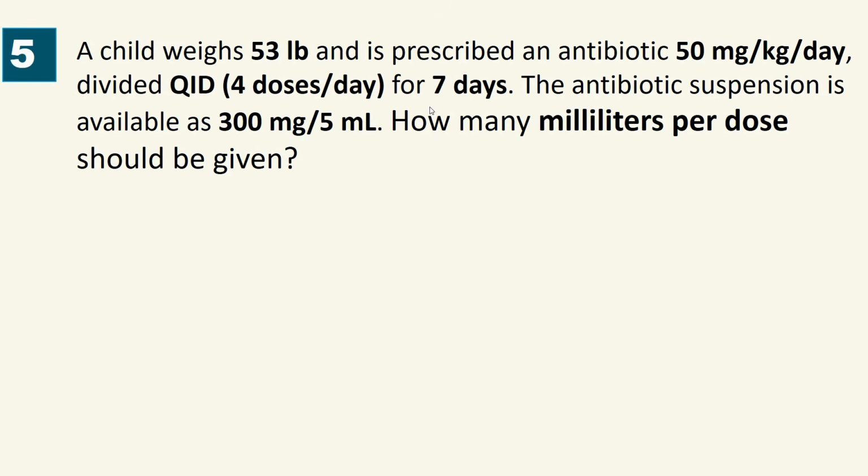A child weighs 53 pounds and is prescribed an antibiotic at 50 milligrams per kilogram per day, given 4 doses per day. That is QID. And it is prescribed for 7 days. This antibiotic comes in 300 milligrams per 5 mL. So the question is: how many milliliters per dose should be given?